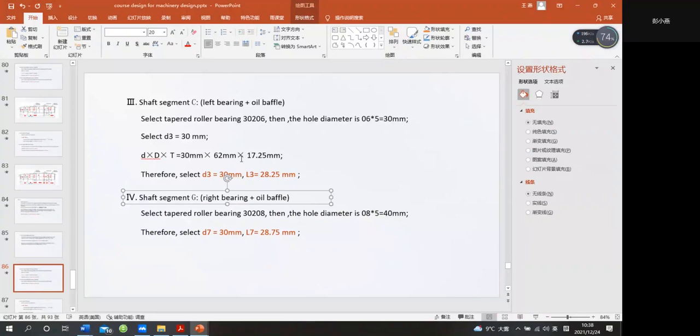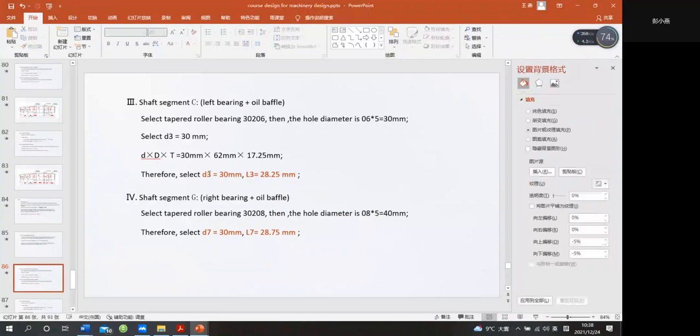And then consider the width of your bearing. You can select the D and length.